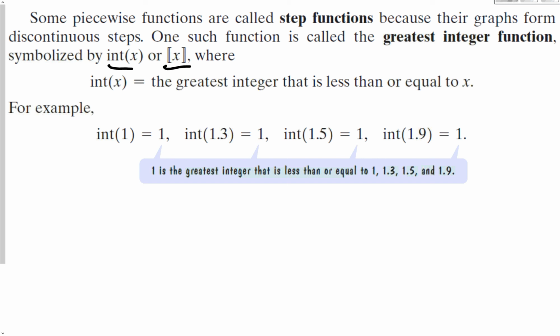The way you calculate this is it's equal to the greatest integer that's less than or equal to x. So that means that if you take the greatest integer function of 1, you get 1; 1.3 you get 1; 1.5 you get 1; 1.9 you get 1. You always just round down. Here's what it looks like.